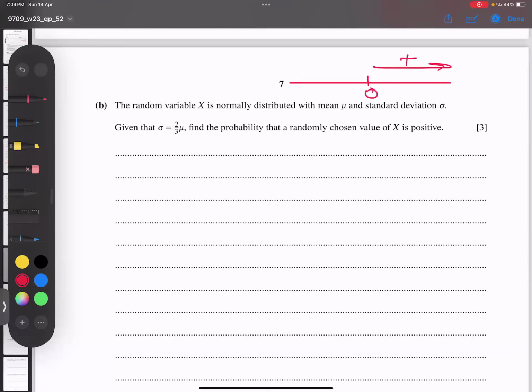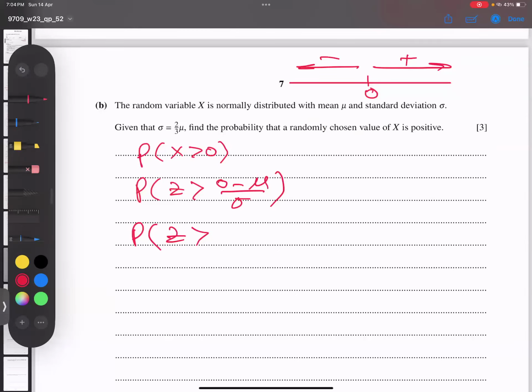This is called positive, left-hand side negative. So it means X value is bigger than 0. So let's try. First of all, Z equals 0 minus mean, divided by deviation. So probability of 0, and you know the mean value is given there, so minus mean, I'm not changing, and the deviation value is 2 by 3 mu. Mu cancels, and 1 over 2 by 3 will flip. So minus 3 by 2.